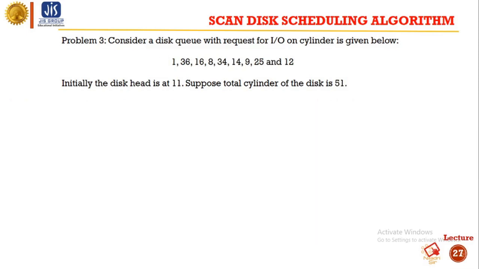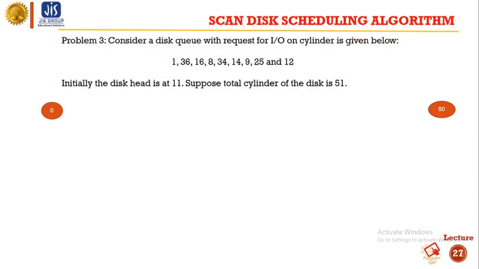So now we will move to another problem. Here the cylinders are 1, 36, 16, 8, 34, 14, 9, 25 and 12. Initially the disk head is at 11. Here the total cylinder is 51, so it will start from 0 and will end at 50.